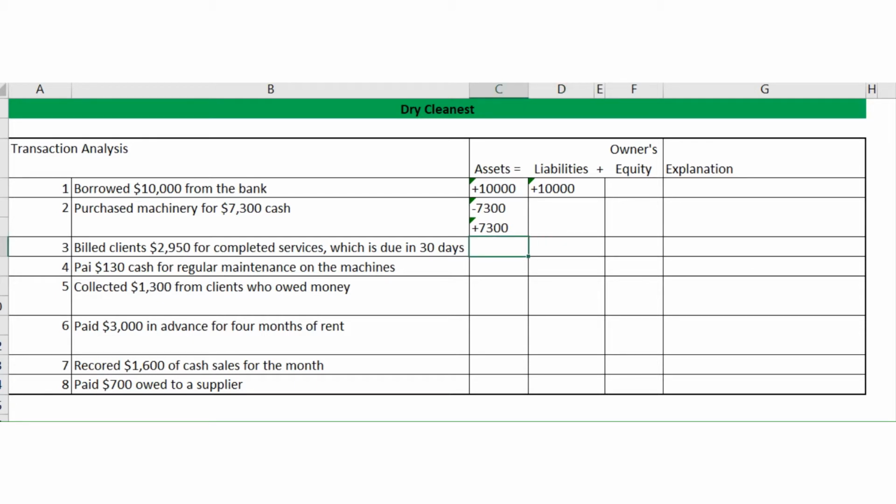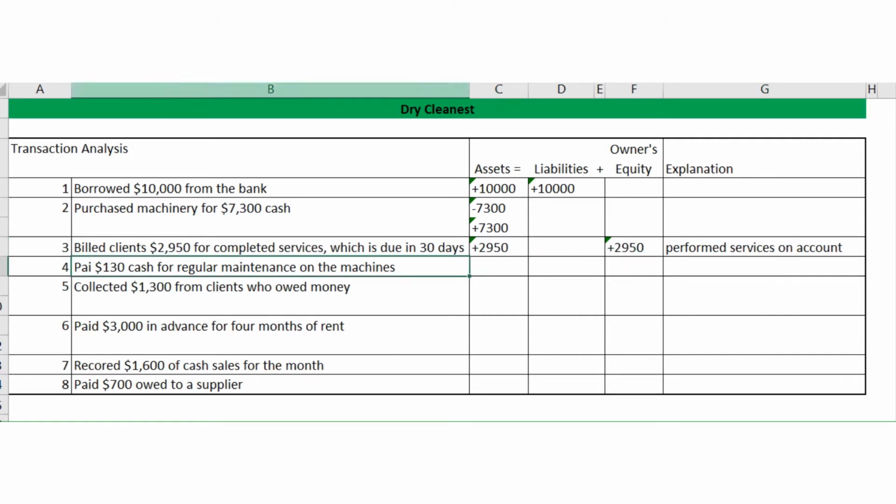Third transaction is you bill clients $2,950 for completed services, which is due in 30 days. In this case, it's considered an account receivable because the client will pay it back at a later time. Accounts receivable is considered an asset because it's something the company owns, even though the customer has not paid yet. And in this case, it's a revenue recorded when the services are completed. So our owner's equity will result in an increase of $2,950. In this case, you performed services on account.